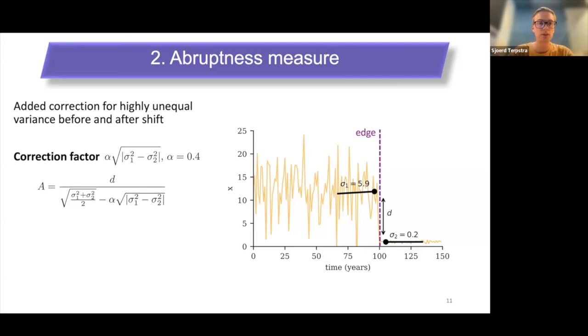So for that, we introduced an extra correction factor, which is basically the difference between the noise before and after the shift, mediated by some factor alpha. And we put this in the denominator of the abruptness measure such that if the difference is very big, it increases the abruptness. So in this example, without this correction factor, we only have an abruptness of 2.6, but with the factor, we go to 4, and this will be a significant event. A nice thing of this measure is that in case you have quite equal variance, then this correction factor is almost 0, so it does not do much. It doesn't influence the results of the other systems too much.